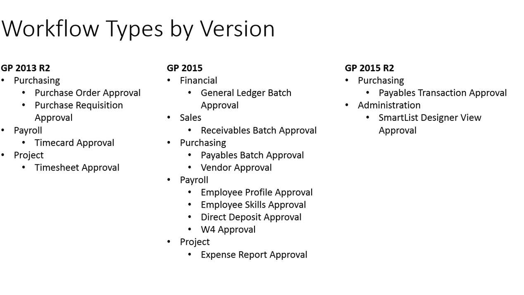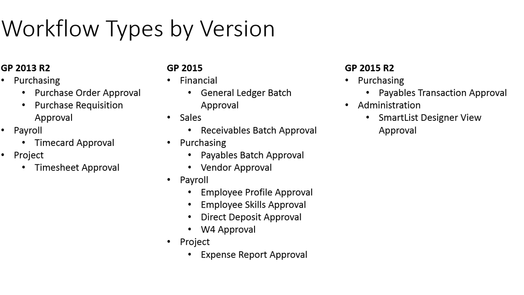As we can see on the screen here, when GP 2013 R2 came out, it was introduced with purchase order approval, purchase requisition, and time cards and timesheets for payroll and project. As they introduced 2015, they added general ledger approval, receivables approval, purchasing and payables and vendors, and a couple of additional ones in payroll and project.